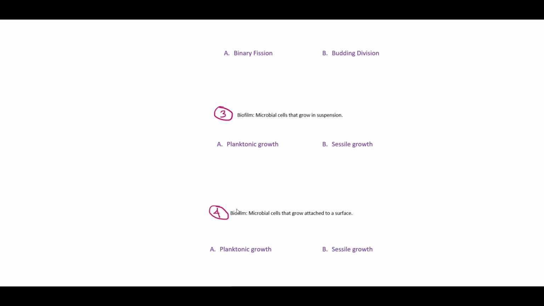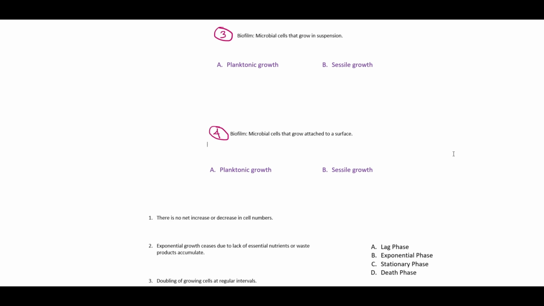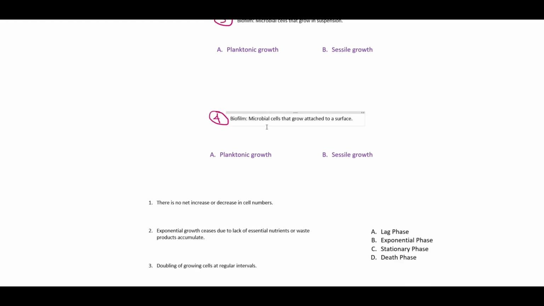Four, still regarding biofilms, microbial cells that grow attached to a surface. Is it planktonic growth or sessile growth? A or B? Place your answers in the comment section.